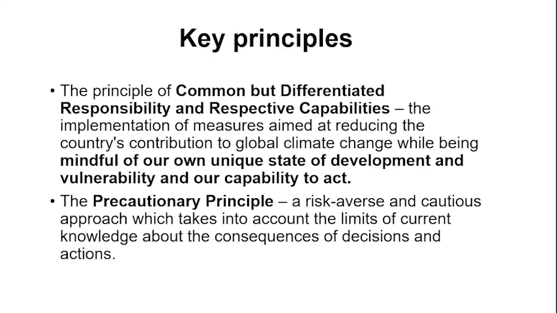Then there's also the precautionary principle. It says, well, although we accept that there is a problem, there are limits to the current knowledge about the consequences of decisions and actions. The science is not all clear and there's still a lot of things that we don't understand. For example, we haven't understood the impact of climate change on the elephants, on the antelope, on the fish, on the tilapia, on all of those things that our sustainable livelihoods depend on.